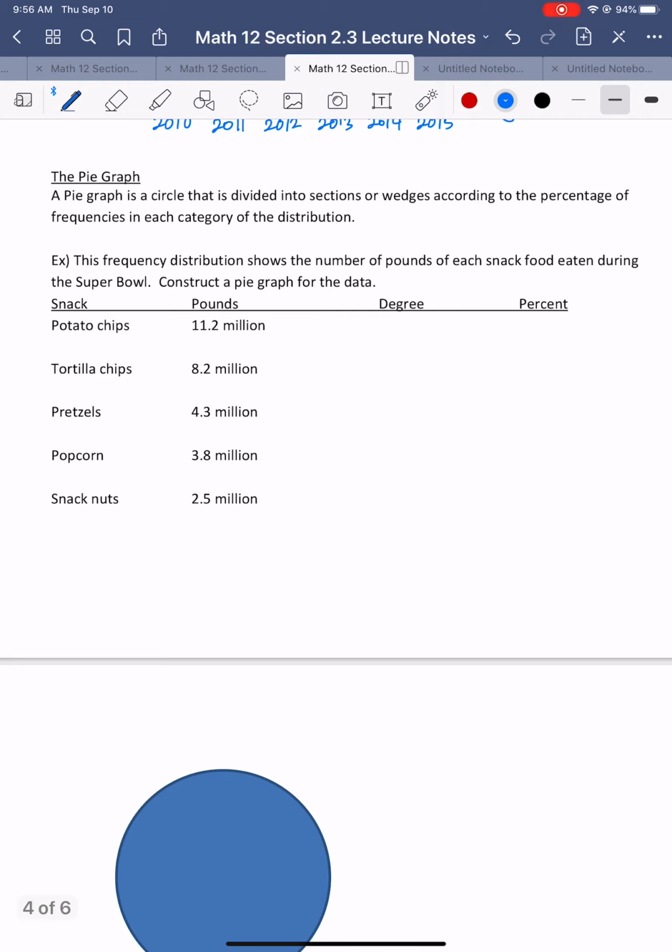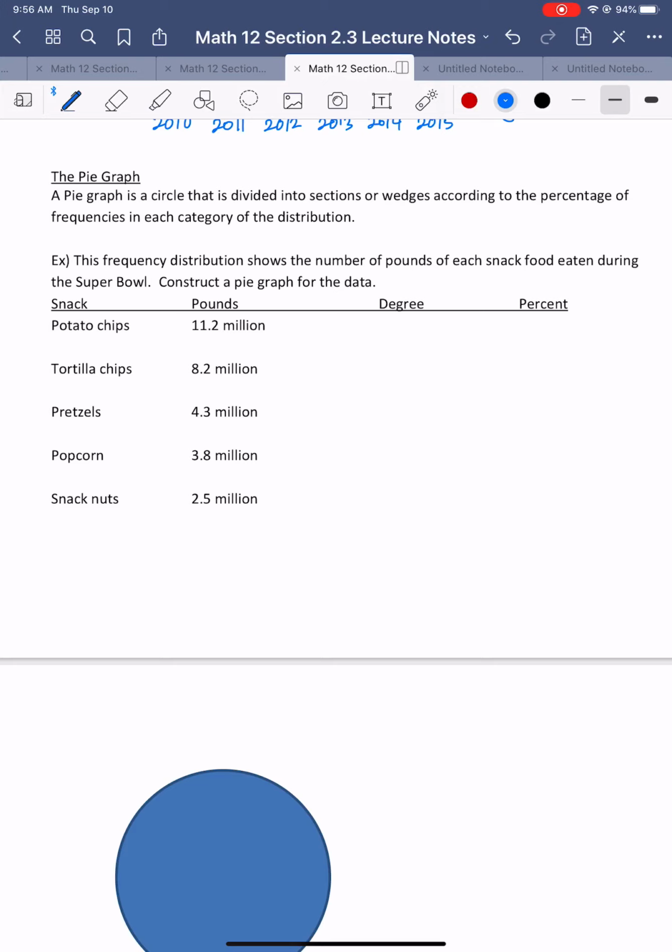The pie graph is a circle that is divided into sections or wedges according to the percentage of the frequencies in each category of the distribution. So this frequency distribution shows the number of pounds of each snack food eaten during the Super Bowl. So construct the pie graph for the data. So potato chips are 11.2 million pounds, right?